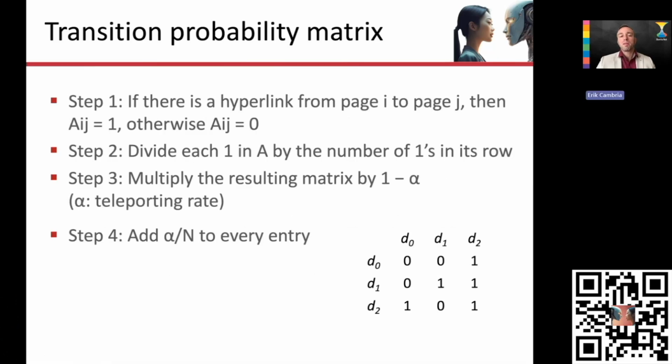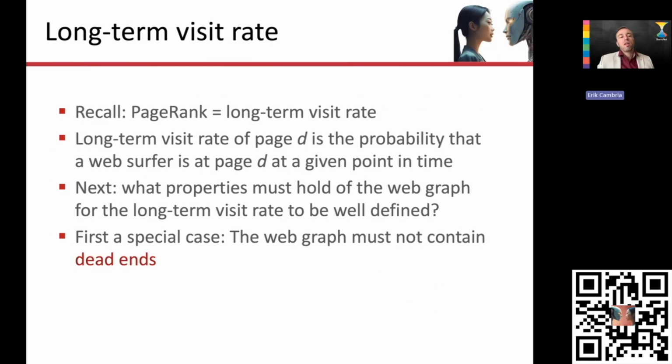This is all good, but it still doesn't model well the way a common user would visit the web, right? There is also the chance that someone would just close a tab and open a completely new web page. To model this, we add this alpha, or teleporting rate. So we add alpha divided by n to every entry to take into account that at any point we can also jump from one page to another. We don't have to always follow the links, right? This helps us calculate the long-term visit rate.